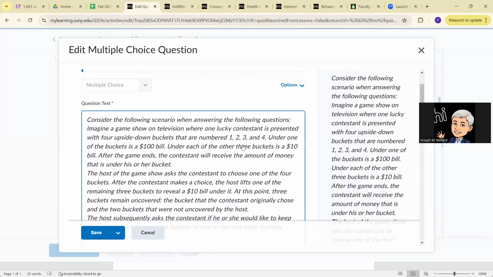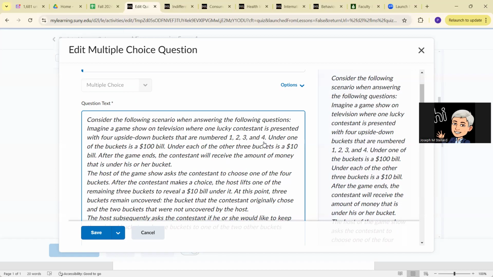What we had before was a 25% chance of choosing a $100 bill and a 75% chance of choosing a $10 bill. Because after all, under one of these was the $100 bill, and under each of the other three was $10. So you had a 75% chance of choosing a $10 bill. And when you have a 75% chance of winning 10, then it's 75% of 10, or $7.50. When you have a 25% chance of picking $100, it's 25% of $100, or $25.